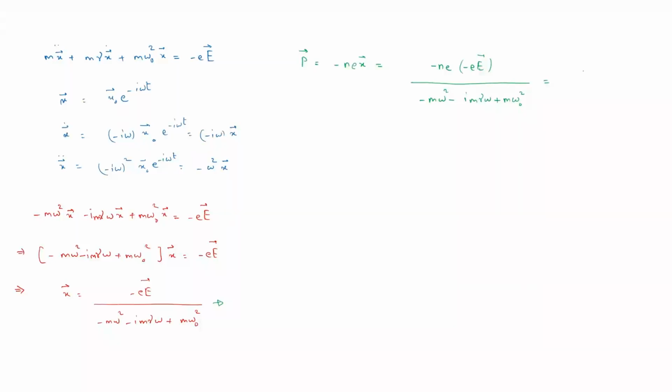It is equal to n e square E upon m epsilon naught, if we take common. So what I am doing is multiplying an epsilon naught up, and m I am taking common, and epsilon naught from the numerator. So it is omega naught square minus omega square minus i gamma omega.